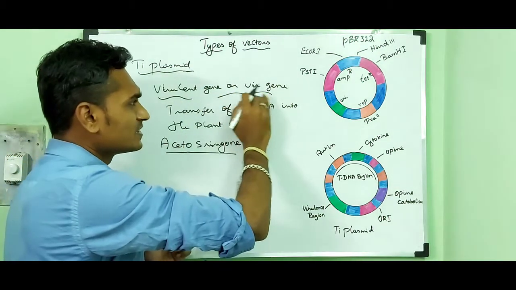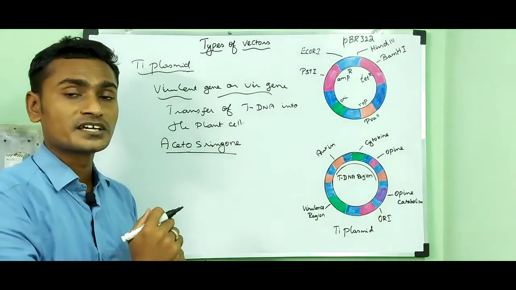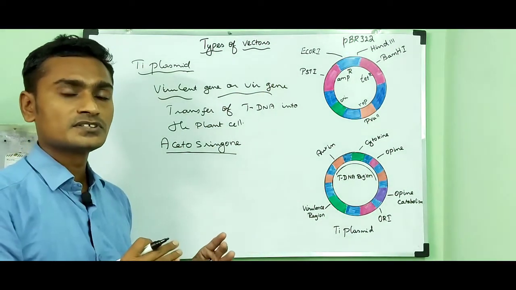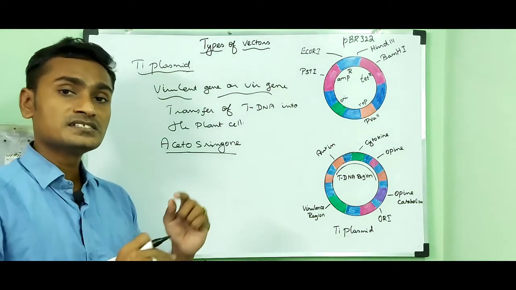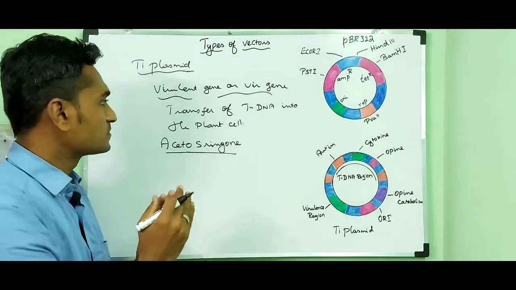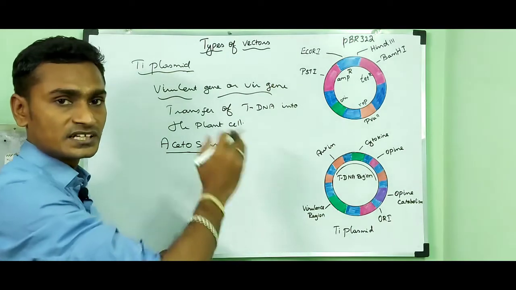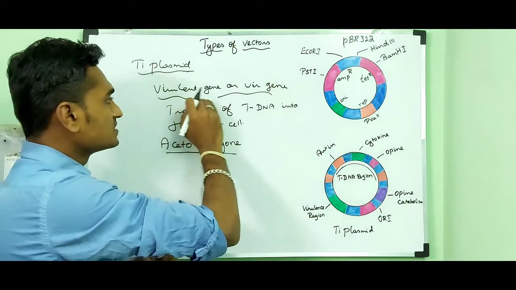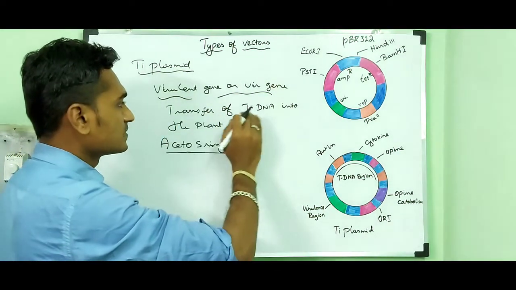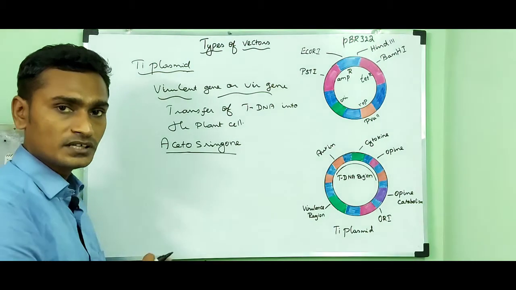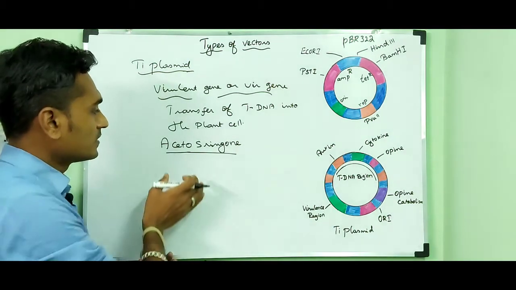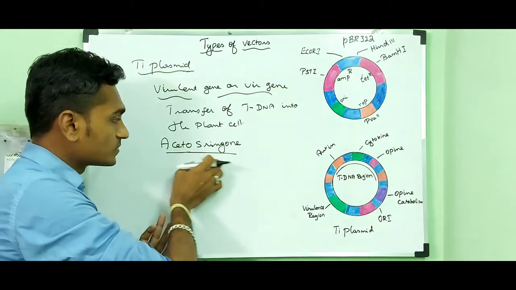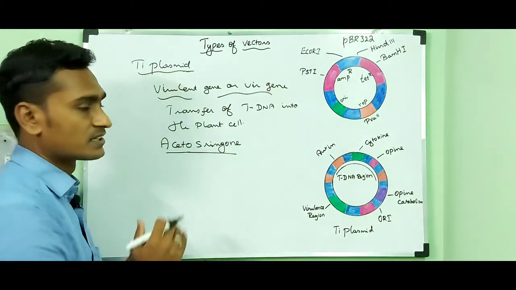Then this virulent gene is composed of 7 or 8 types of vir genes, and these vir genes help the tDNA get transferred into the plant cell. So these virulent genes are responsible for the transfer of tDNA into the plant cell, and the injured plant has to secrete acetosyringone to activate this virulent gene.